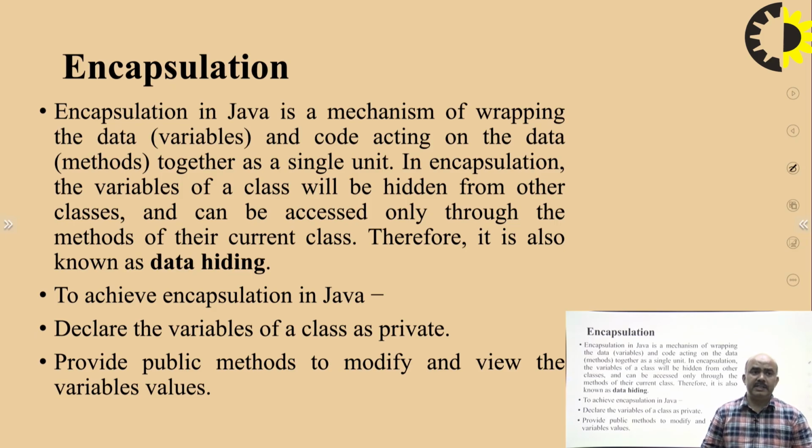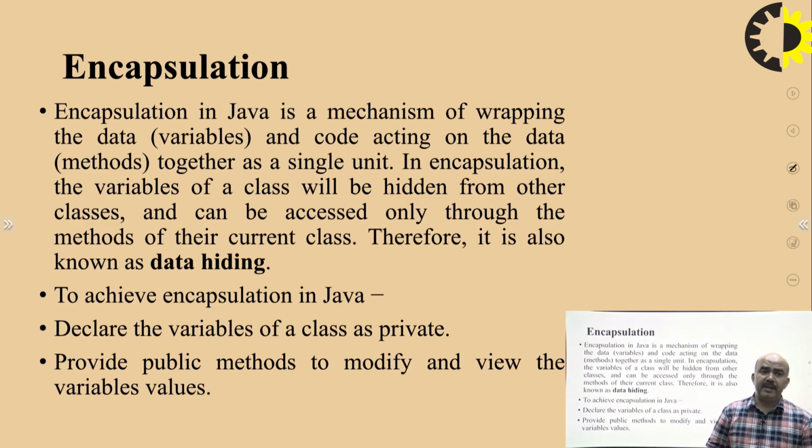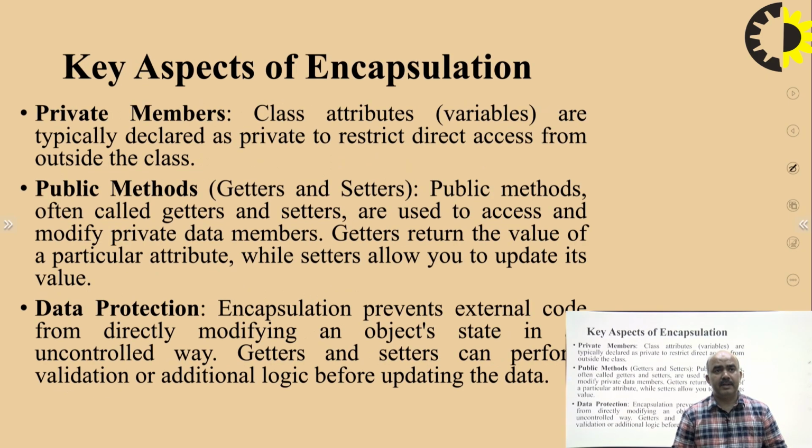So, in order to achieve encapsulation in Java, we have to declare the variables of a class as private, and provide public methods to modify and view the variables' values. Generally, we hide those values from others. If we have to access them, then we have to define certain methods, that is getter and setter methods, in order to access those private members.